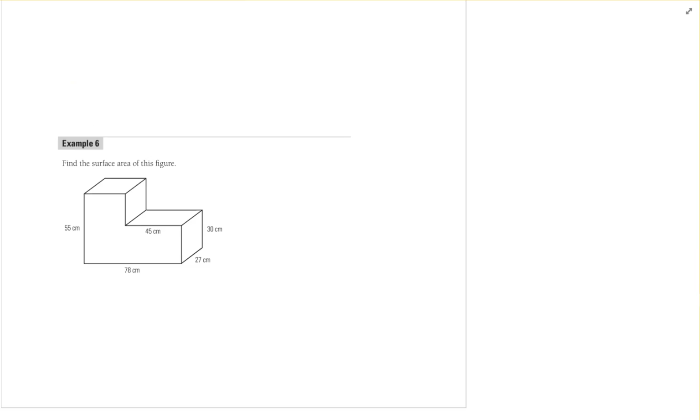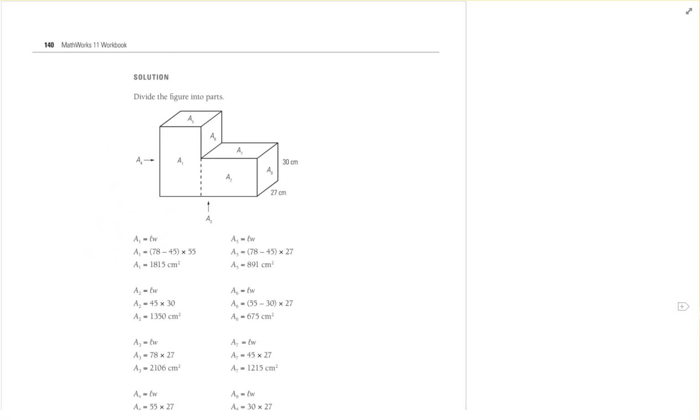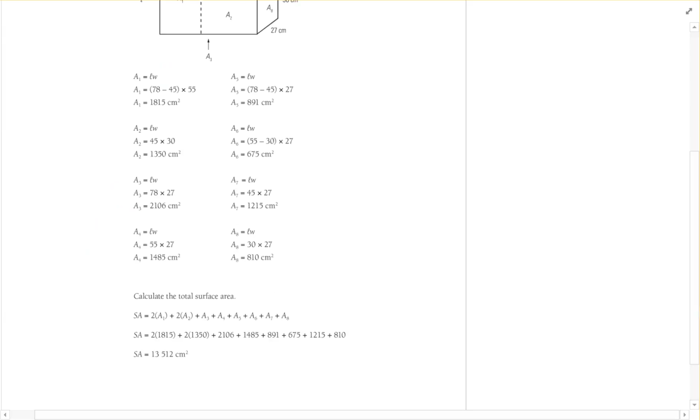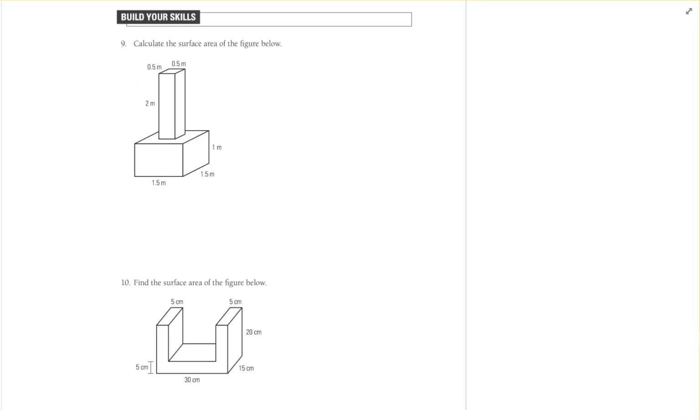Okay, so example 6 now. You could draw this out as a net if you liked, but you don't really need to. You can just go through and make sure that you get all of the different surfaces of this thing and add them all together. You can see that this might take a while. Something you'll probably want to do is break that up into 2, and make sure that you get all of those different surface areas. They walk you through how to do that on this one, so I won't go through that. But I am going to get you to do these ones.